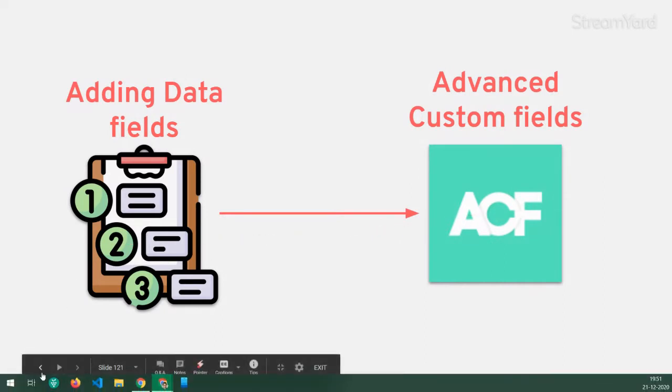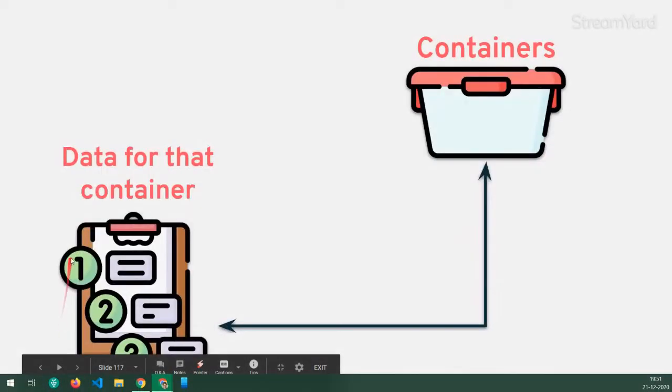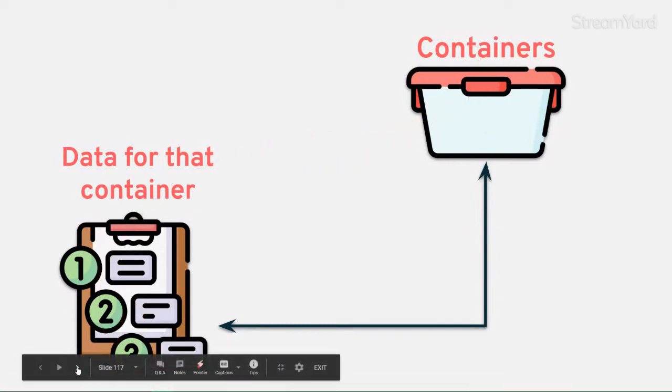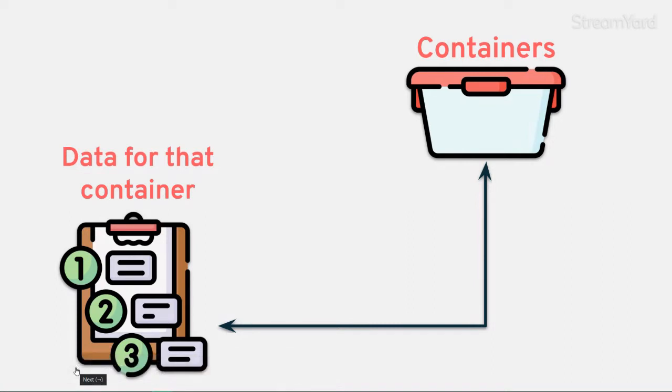I just hope that this makes sense now, why we are using both a CPT and ACF. One is for registering the custom post type, and the other is for adding data either to the custom post types, or we can also add that to existing blog posts or page types.